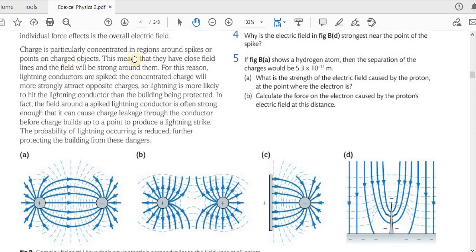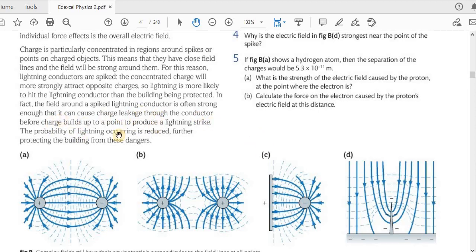Spikes or points on charged objects. So in the lightning conductor we have spikes like this. This means that they have close field lines and the field will be strong around them. For this reason, lightning conductors are spiked. The concentrated charge will more strongly attract opposite charges, so lightning is more likely to hit the lightning conductor than the building being protected. In fact, the field around a spiked lightning conductor is often strong enough that it can cause charge leakage around the conductor. So imagine there's a lot of charge here, so it just gives out some charge also, then that will charge the air particles around this. So then what happens? The lightning will easily strike that.